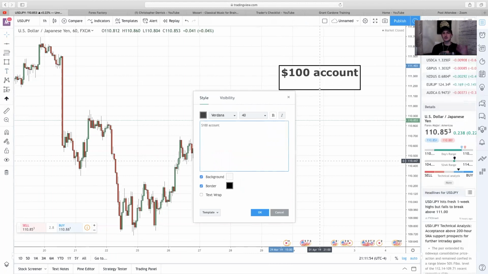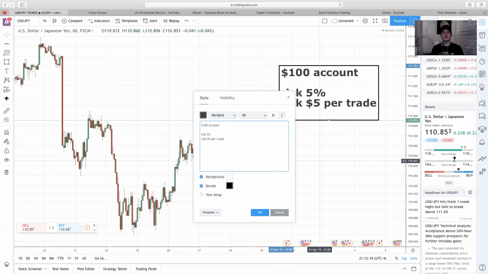For me, I usually do about a 5% risk, right? Off of a $100 account, if I was going to risk 5%, that's me risking what? $5, correct? So I'm going to be risking $5. Remember, that's per trade. I'm going to be risking $5 per trade.